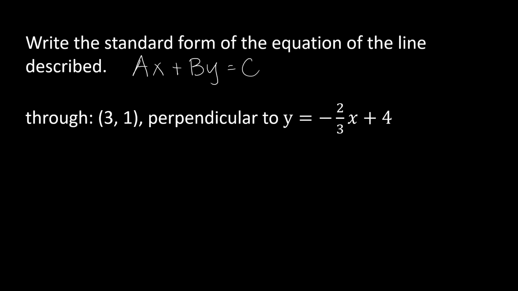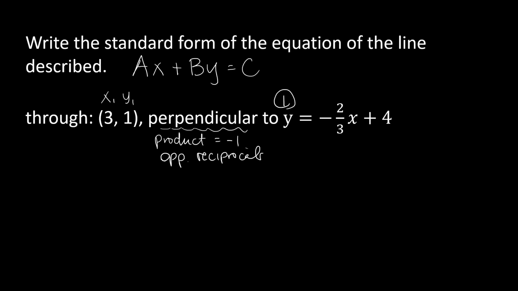So they give us the point that it goes through, which is (3, 1), so that's my x1, y1. Once again, perpendicular to, so I know the product of the two slopes is going to equal -1, and they're going to be opposite reciprocals. And then the equation of my first line is y equals -2/3 x plus 4.